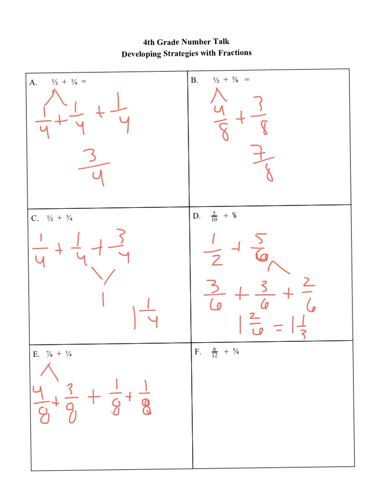So, we know that's 4/8. 4/8 plus 4/8, so I'd be left with 4/8 plus 4/8 plus 1/8, which would be the same as 1 and 1/8.